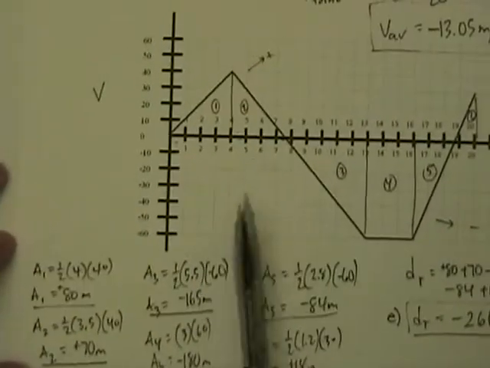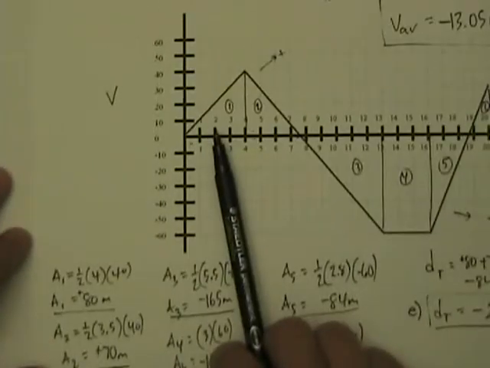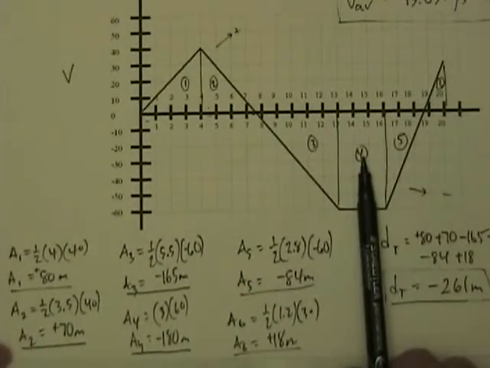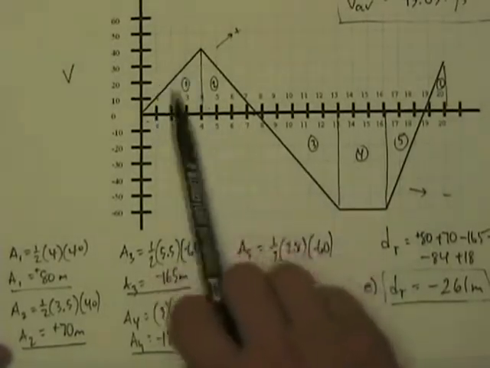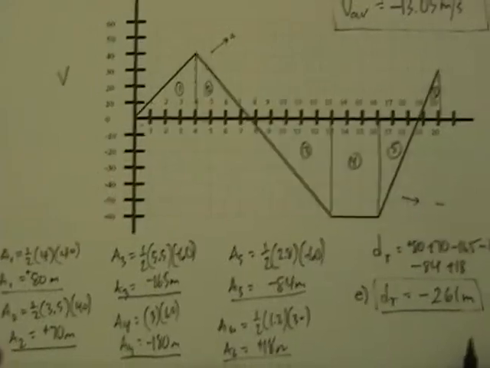So remember, on a VT graph, displacement is areas. If it's a triangle, it's the area of a triangle. If it's a rectangle, it's the area of a rectangle. Aboves are positive, belows are negatives. Okay? There you go.